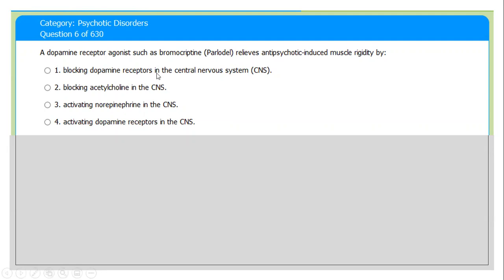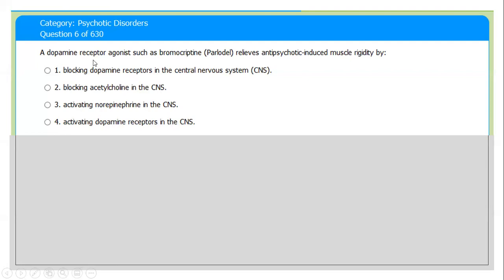Blocking the dopamine receptor in the central nervous system, or blocking the acetylcholine in the central nervous system, or activating the norepinephrine in the nervous system, or activating the dopamine receptor in the central nervous system. So they said the dopamine receptor agonist like bromocriptine, how does it work? Does it activate the dopamine receptor? Does it activate norepinephrine, or block the acetylcholine, or block the dopamine receptor?